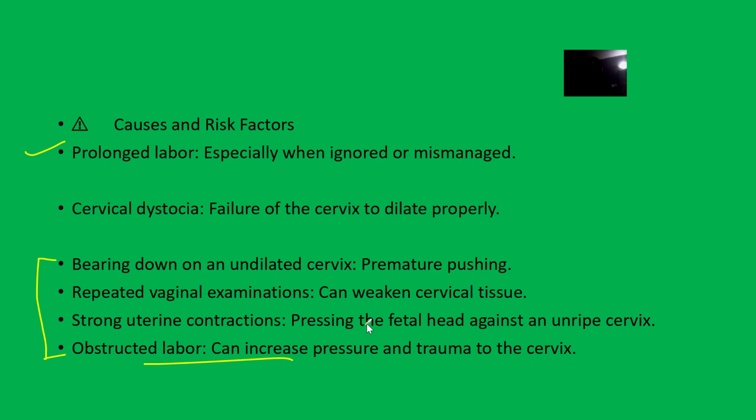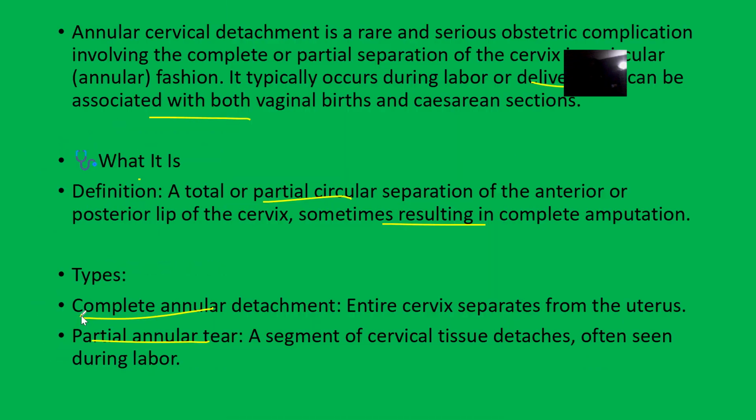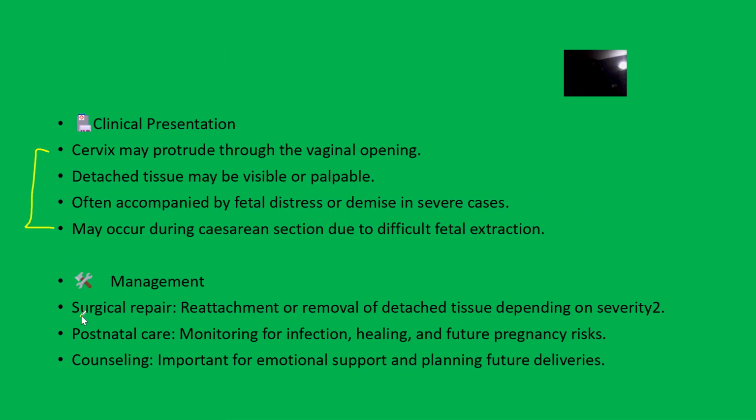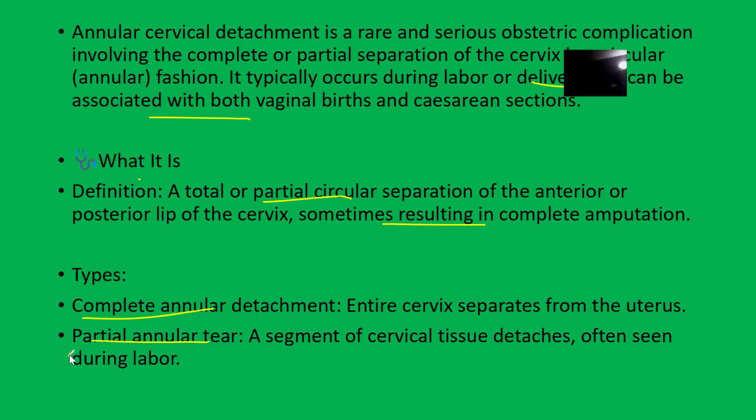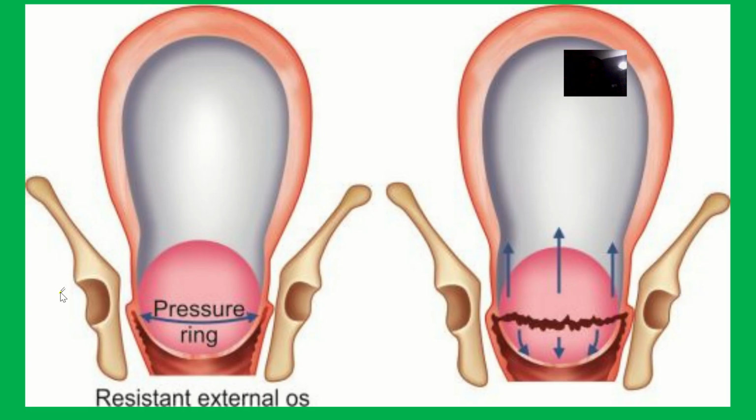Okay, I've already passed this place. So we're about to go to management. Management, of course: if a cervix is detached like this, I want to do surgery to fix it back, then postnatal care, then counseling. Just tell the mother about the issues around this. Okay, so that's E for annular cervical detachment.